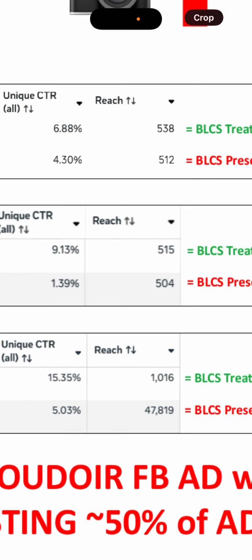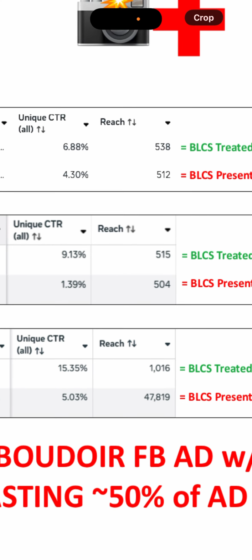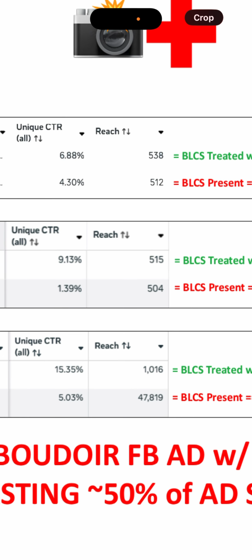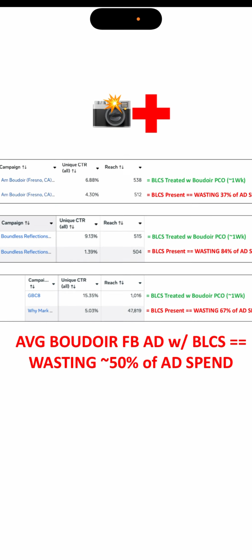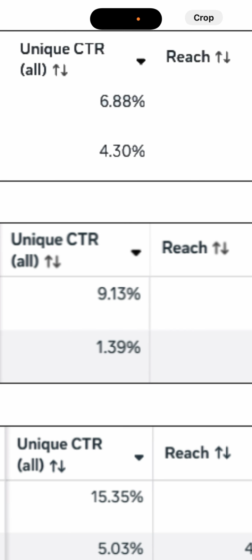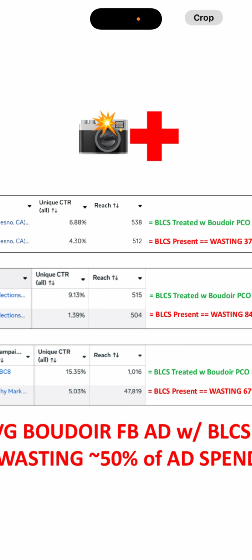All right, second part of my residency, found another one out there. Brought it to the hospital, tested it, found out the unique CTR is 1.39%. All right, so we know that BLCS is present because our unique CTR is under 6%. And so I took that, duplicated it, treated with Boudoir Pico, and took about a week. Got the unique CTR up to 9.13%. So basically, original ad that had BLCS, getting into 1.5 out of every 100 women's brains. And then Boudoir Pico treated ad is getting into about 9 out of every 100 women's brains.